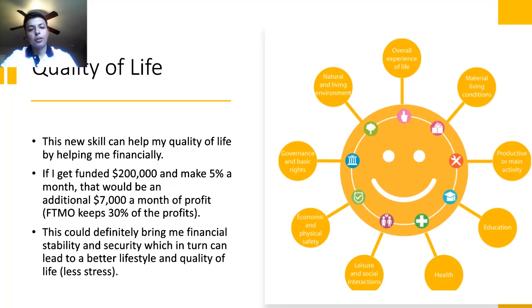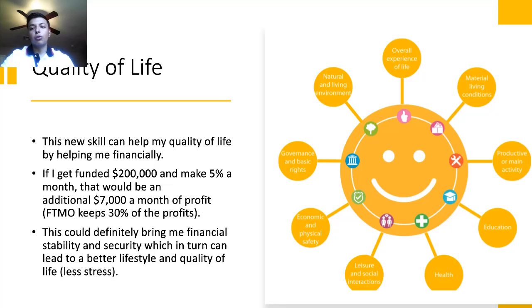So, this new skill can help my quality of life by helping me financially. If I do get funded to $200,000, which I'm very certain I will, and even if I make 5% in a month, that would be an additional $7,000 a month of profit. That's because instead of being 10,000, FTMO keeps 30% of the profit, so they keep 3,000 of that. This could definitely bring me financial stability and security, which in turn can lead to a better lifestyle and quality of life because of the less stress.